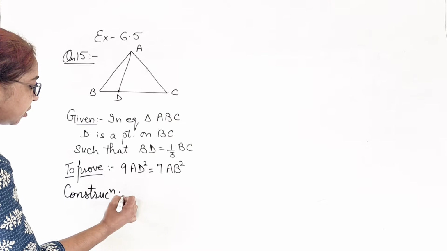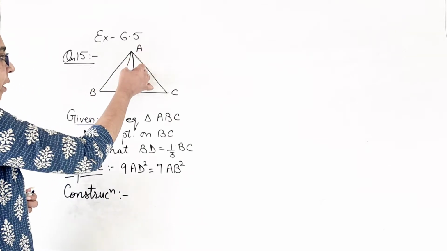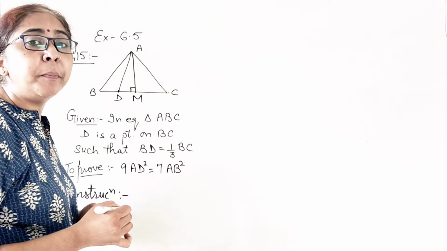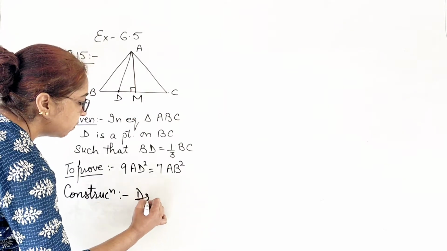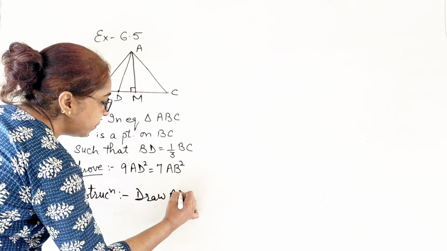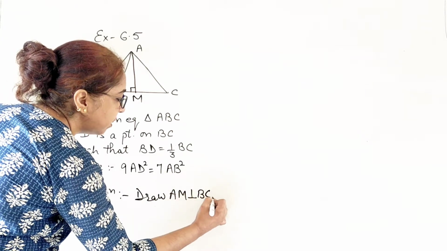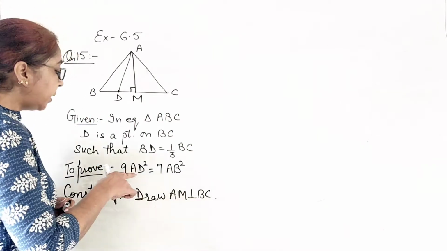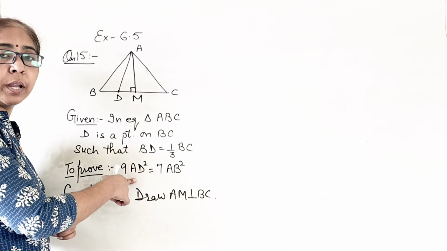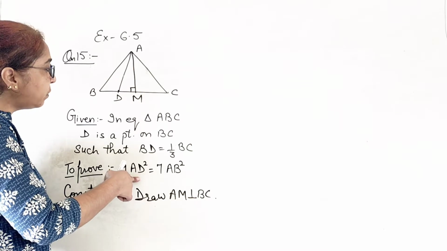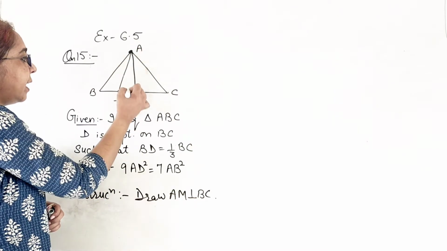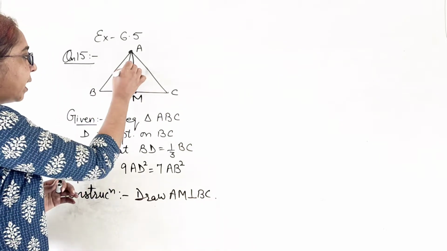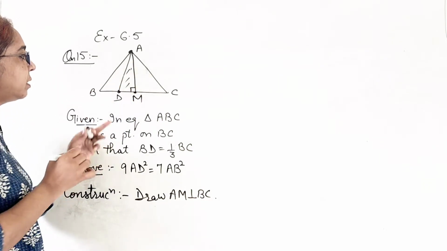So the construction will be: draw AM perpendicular on BC. So this is about construction. Okay? Now we have to see this AD square. This AD square you have to find in triangle AMD, isn't it? So we'll apply the Pythagoras theorem first in this triangle.